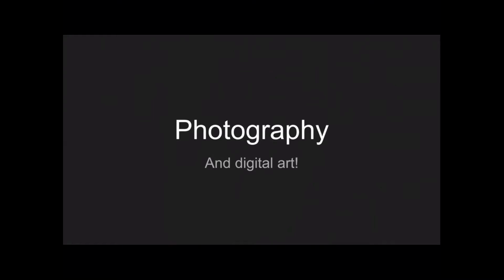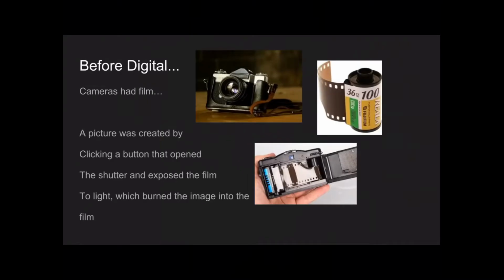Alright, today we're going to be talking about photography and digital photography. Before you could just pick up your iPhone and take a picture, cameras had to have something called film. The film had to be loaded into the camera, and a picture is created by clicking a button that opened the shutter of the camera and exposed the film to light.